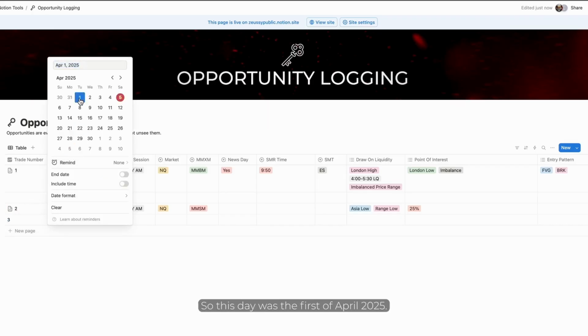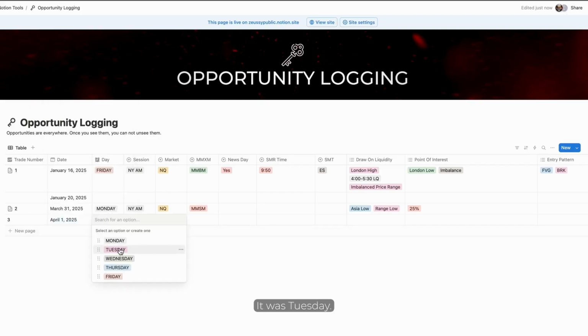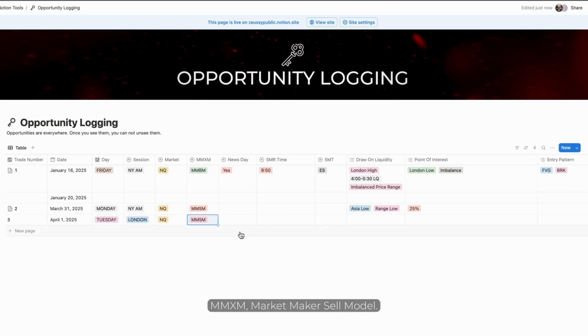So this day was the 1st of April 2025. It was Tuesday. The session was the London session. Market was the Nasdaq. MMSM, market maker sell model. News, we would have to check on Forex Factory, which we're not going to do today. If you want to fill in this news day right here, always go to Forex Factory for your historical logs and find whether or not there was news on the day. SMT time, we can ignore for now. Next to SMT, I already mentioned that there was SMT with ES, so I'm just going to log it.